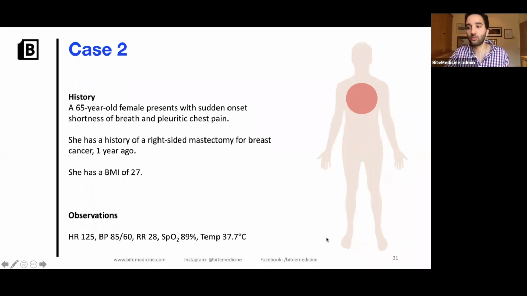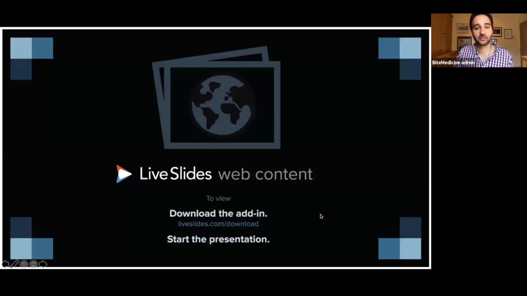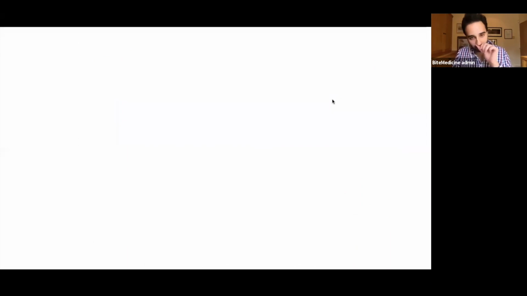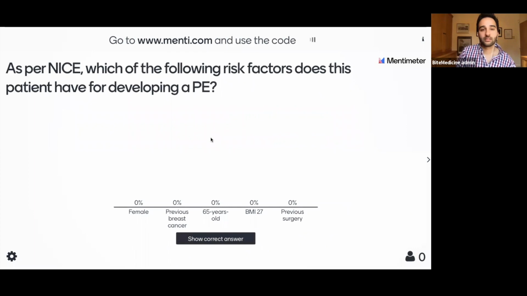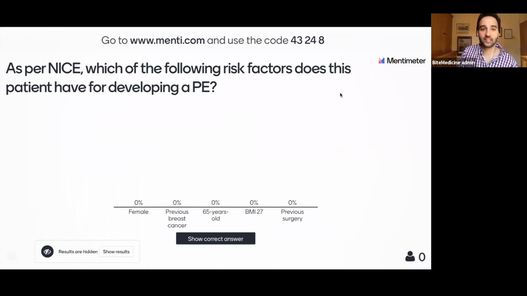What do you think about these observations? Are we worried? Are we not worried? Yes, exactly, very, very worried. I'd be crying, basically. Tachycardic, hypotensive, tachypnoeic, hypoxic. Yes, concerning. Let's have a look at the question. As per NICE guidelines, which of the following risk factors does this patient have for developing a pulmonary embolism?